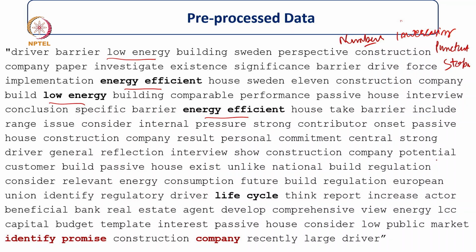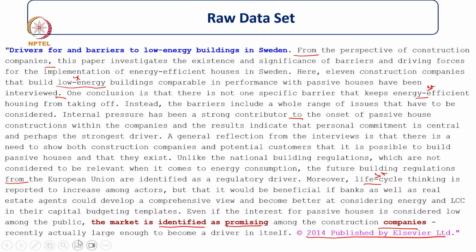So lemmatization, this was "company identify promise". Earlier this was "identified promising". So this is all about the pre-processing of the text data.